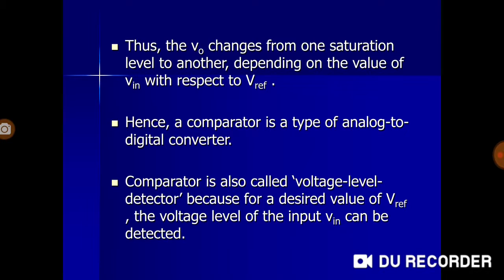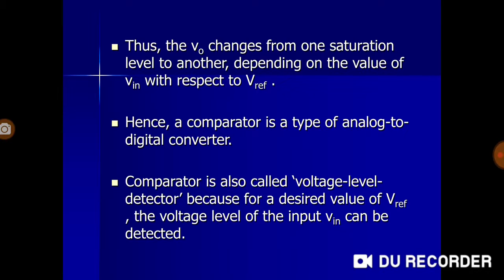We have seen that if V in is less than V reference, then the output is minus Vsat. If V in is greater than V reference, then it is plus Vsat. Hence, a comparator is a type of analog to digital converter. Another name for comparator is voltage level detector.